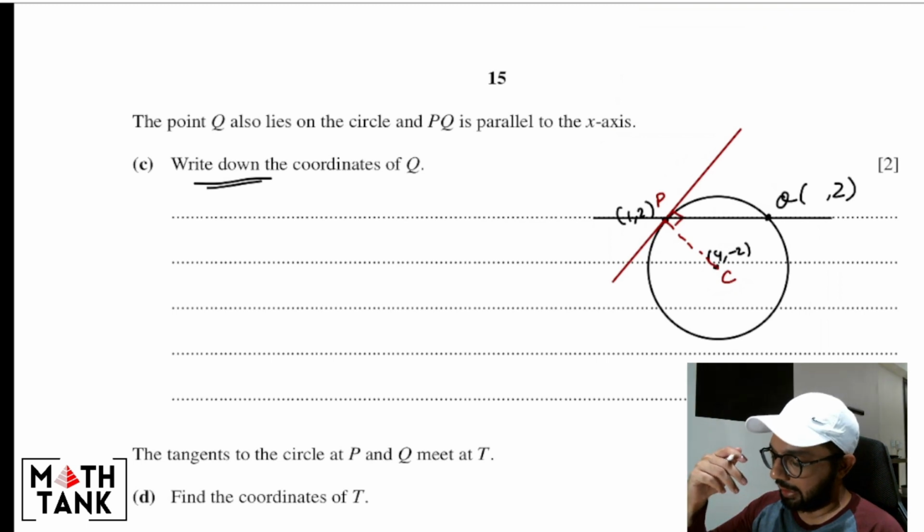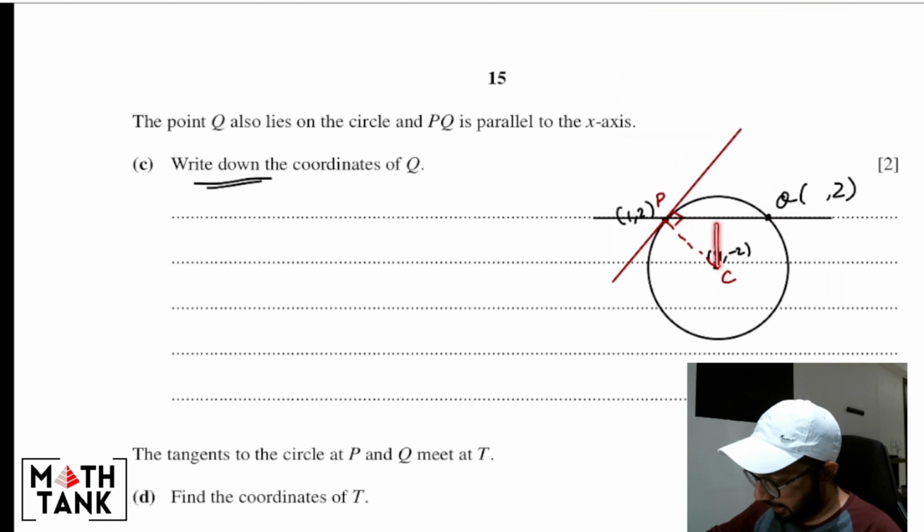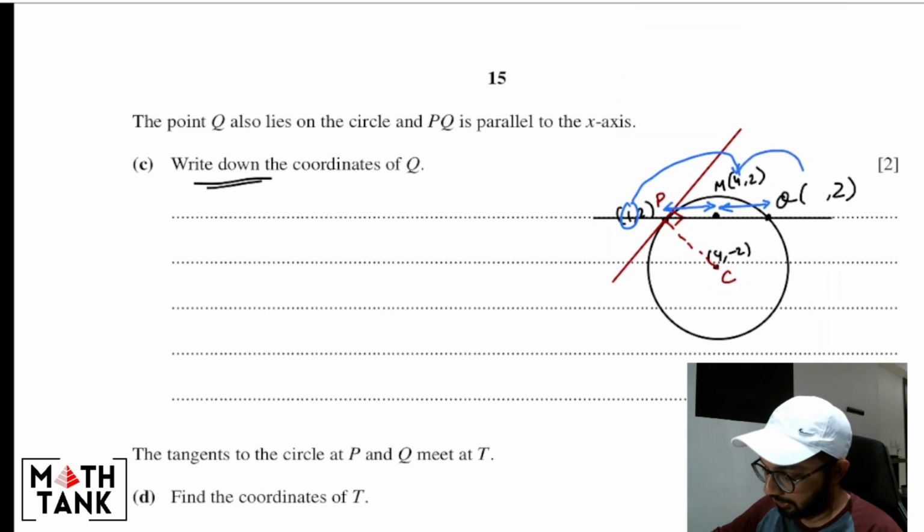Okay, now what I can then see is that if I drop a line here, the x coordinate here should be 4 only. Okay, and I know that when I drop a line like that, it drops on the midpoint. So I am going to say that this point in the middle has coordinates 4 comma 2, and if this is the middle, then this distance PM should be the same as MQ. So if this was from 1 to 4, that was 3 units. So I'm going to move another 3 units, and this is going to be 7 comma 2.